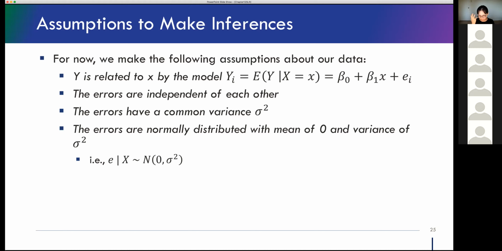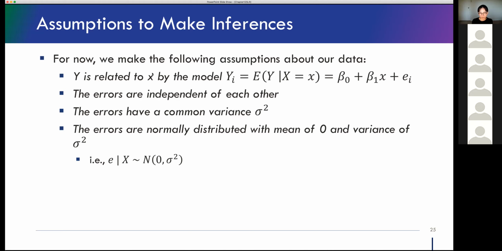So before we can make any hypothesis testing or confidence interval, we would need some assumption about distributions, right? We would have to know what distribution our variable is following, like the normal distribution, and then we can do confidence interval and hypothesis testing, right? So we have some assumptions in linear regression in order to make the inferences possible.